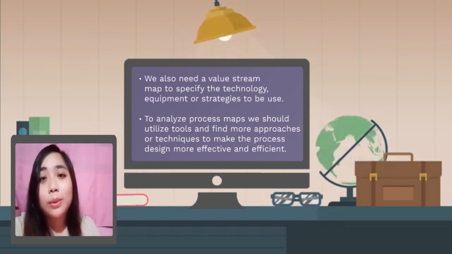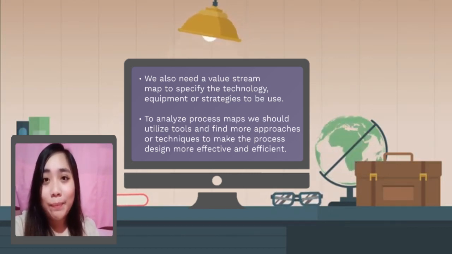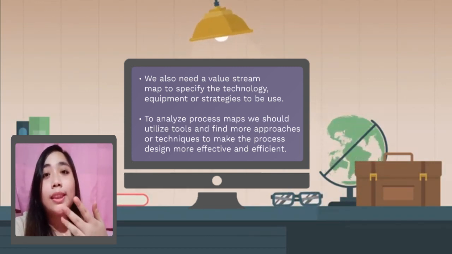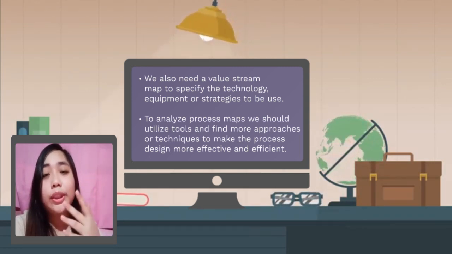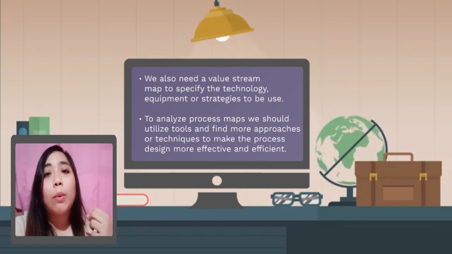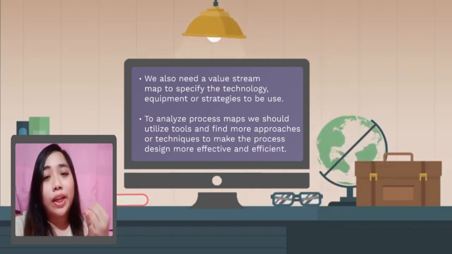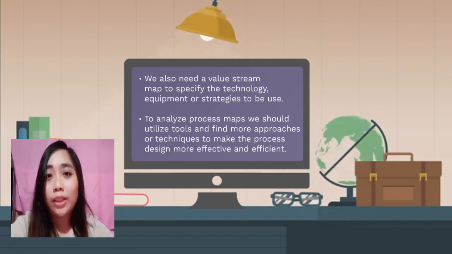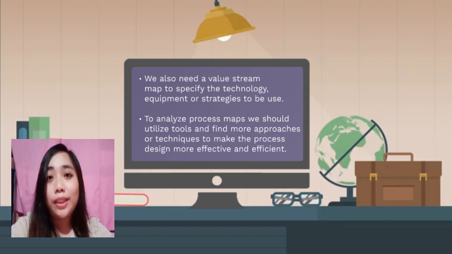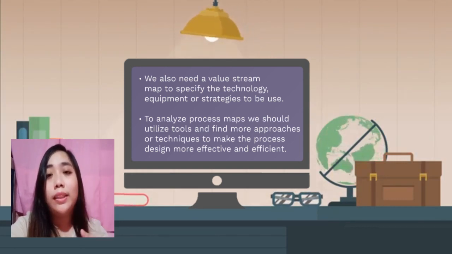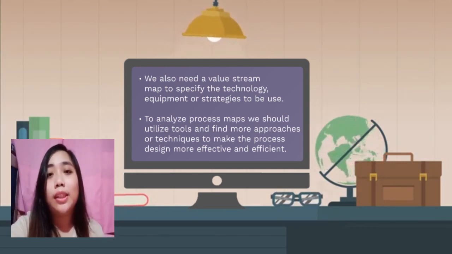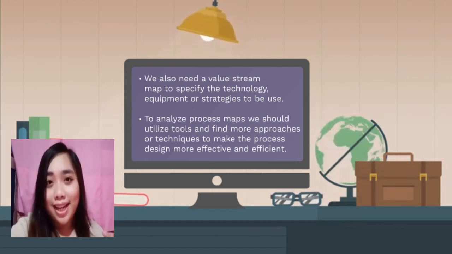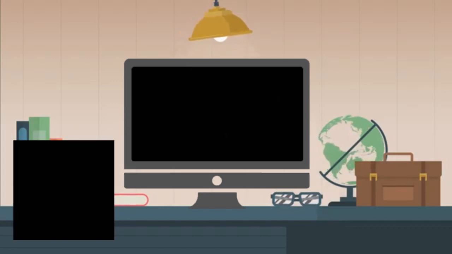And when it comes to analyzing process maps, we need to utilize more tools and find more approaches and techniques, and do some further research that will make our process design more effective and efficient. Also, it is very important to be specific in finding the techniques or tools so that it won't be time consuming when it comes to analyzing process maps.